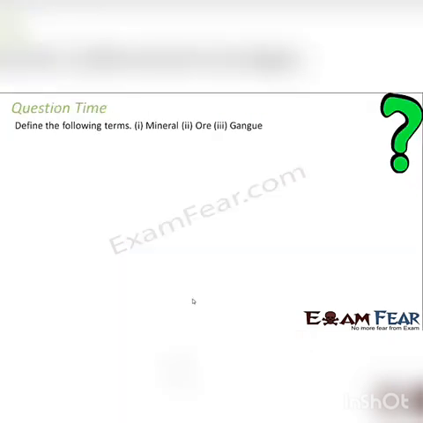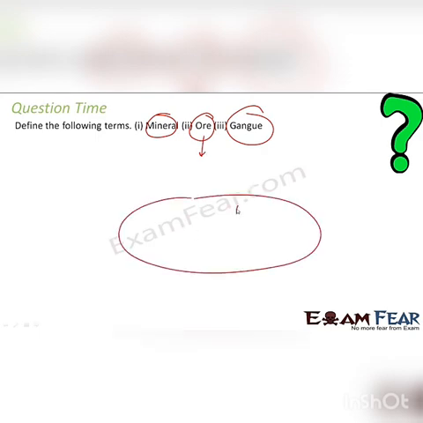Now is the question time. Define the terms gangue, mineral, and ore. As we have told, a mineral is nothing but a naturally occurring substance. In nature you get metals in it, and they also occur in combined state. Ore is a subset of minerals from which you can extract the metals profitably, and gangue is the impurities in the ore. Correct? So it is like this. You have this mineral. Some of the minerals are ores, and inside the ore you have gangue. So the ore contains gangue, and some of the minerals are ores. Not all minerals are ores.